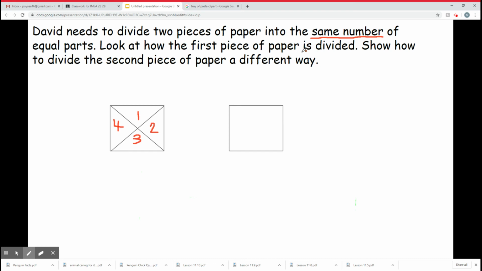So we've looked at the first piece of paper and seen how it was divided. It has 4 parts. Now let's show how to divide the second piece of paper a different way. And it needs to be divided into fourths, have 4 parts. So you can do it 1, 2, 3, 4, or do it this way. But I'm going to make a T because that seems like the easiest way. Okay, and there we go. And it has the same number of parts. 1, 2, 3, 4.